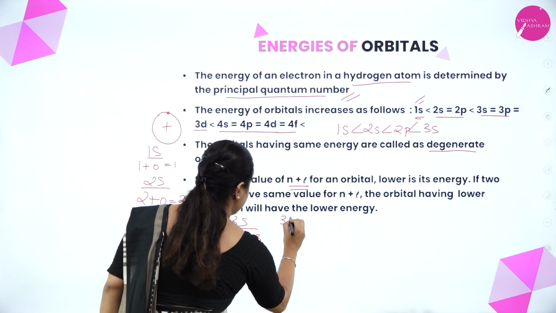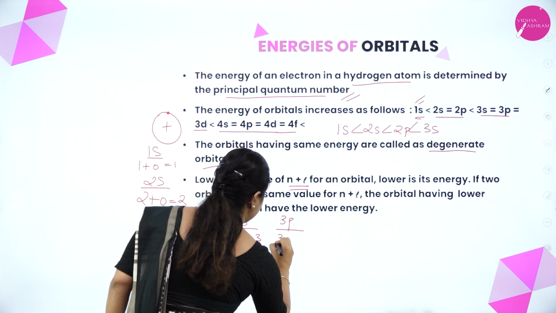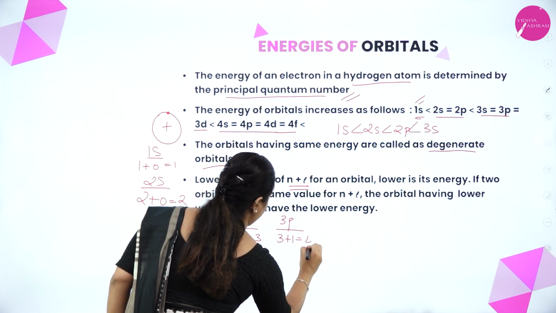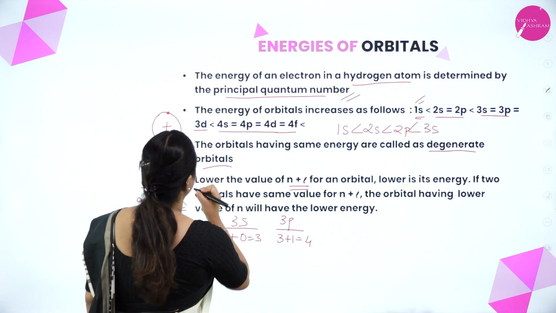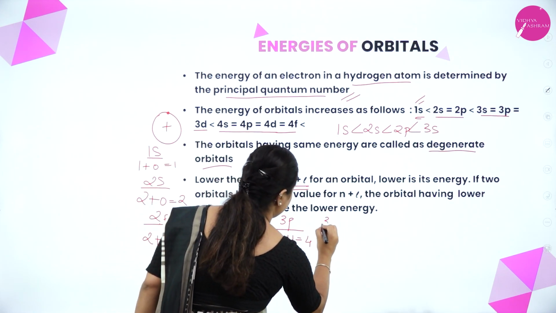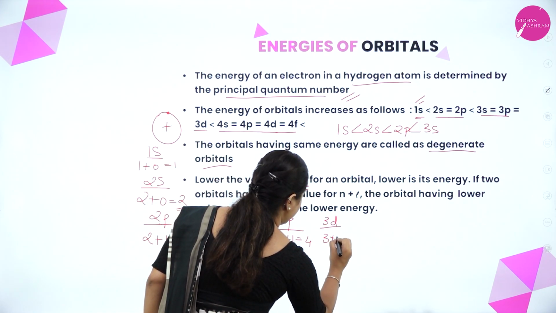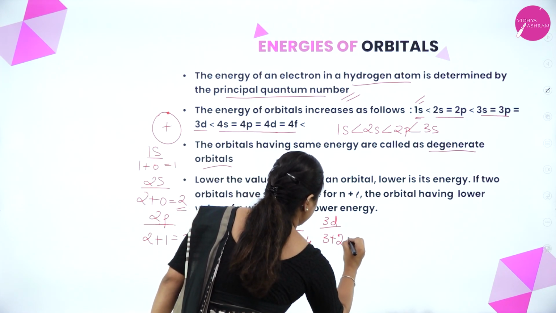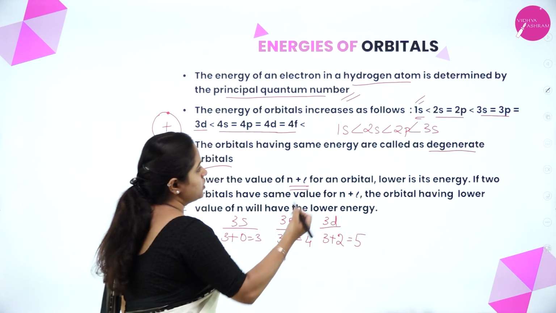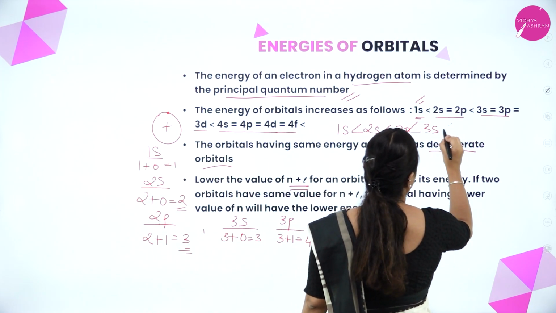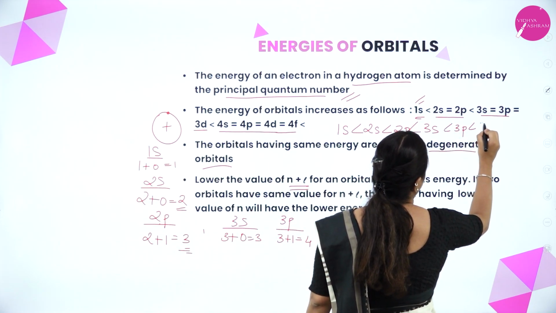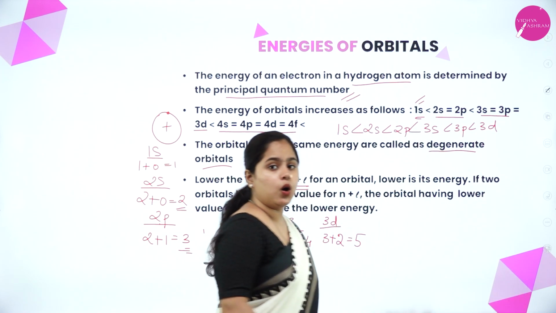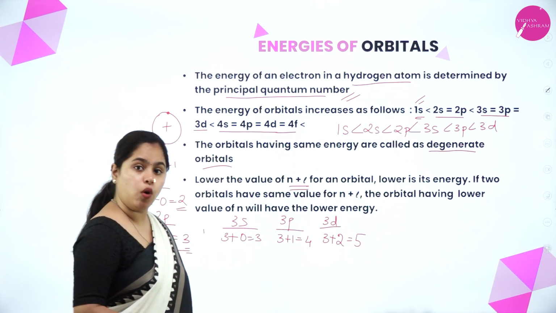For 3p, the n plus l value is 3 plus 1, that is 4. And then comes 3d. For 3d, the n plus l value is 3 plus, for d it is 2, so it is 5. So it is clear from there. It is 3s, then comes 3p, then comes 3d. Now let's see for 4s.